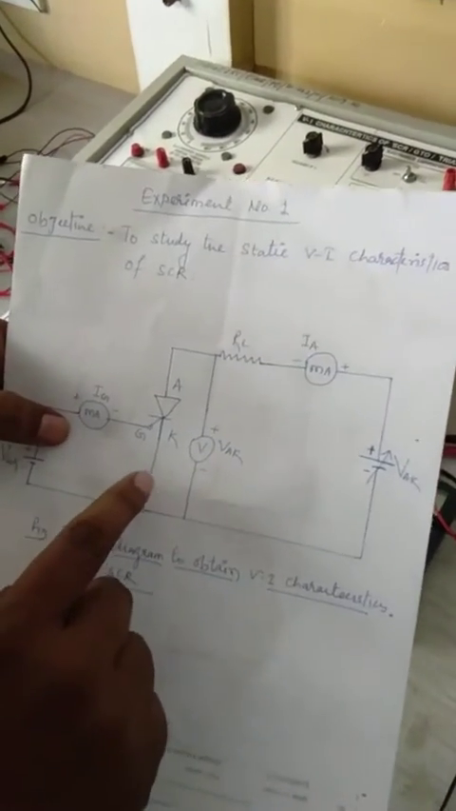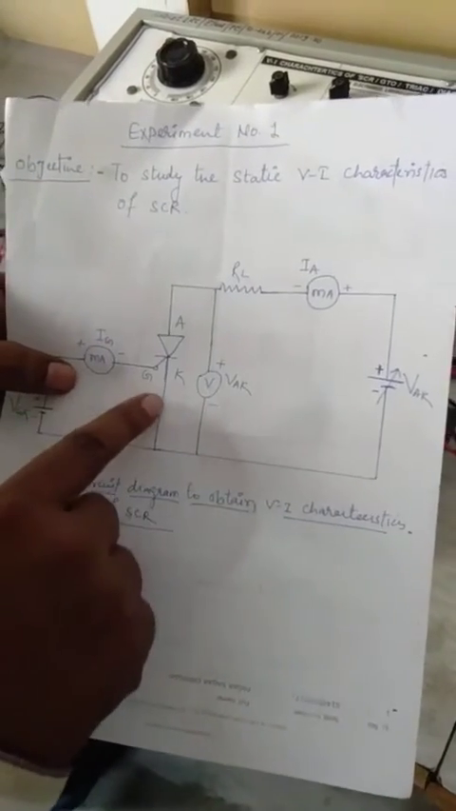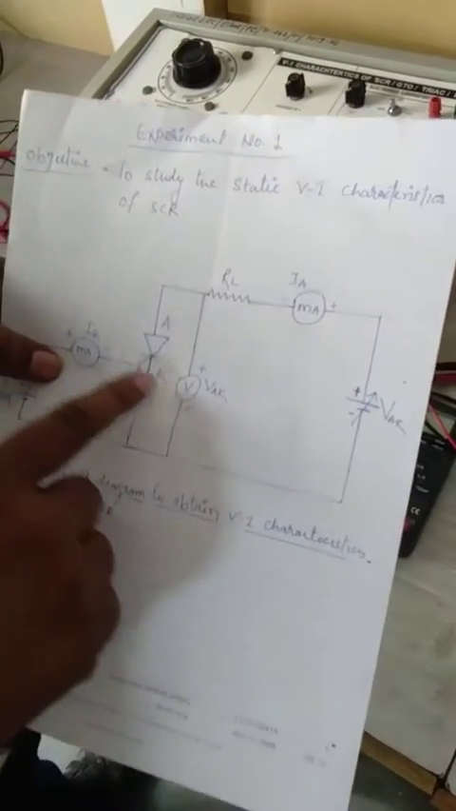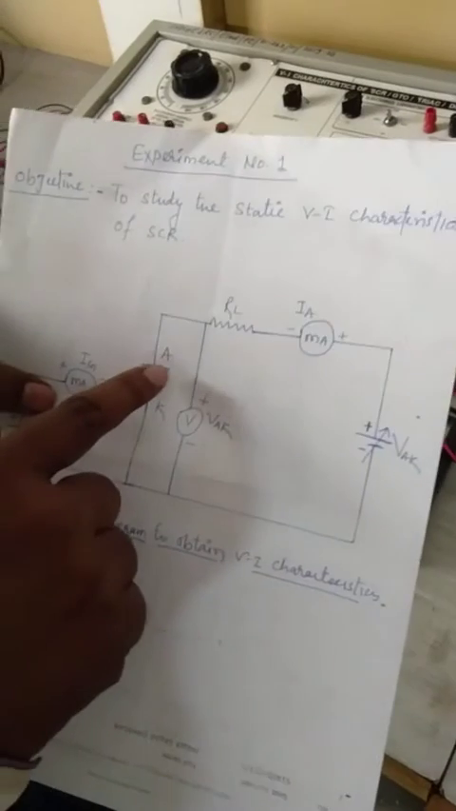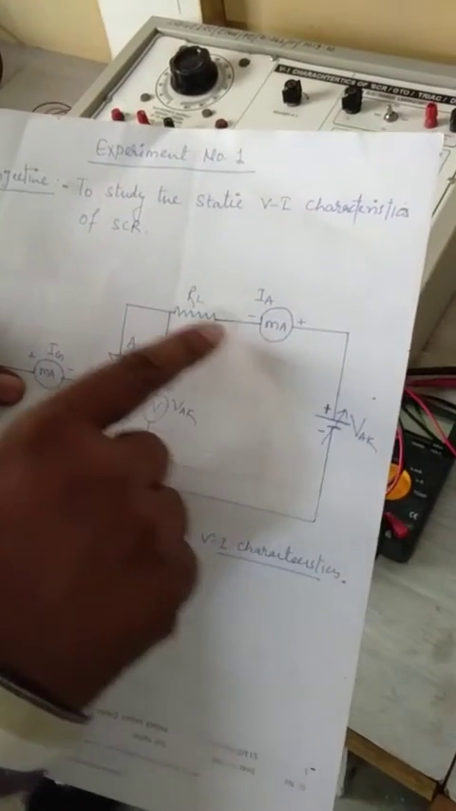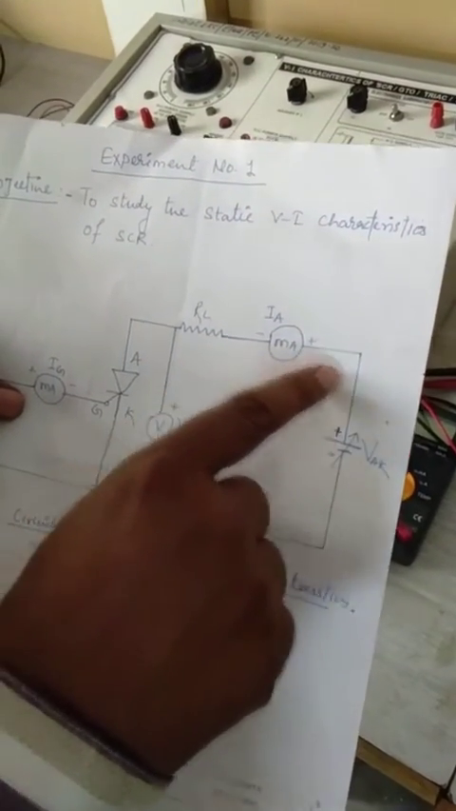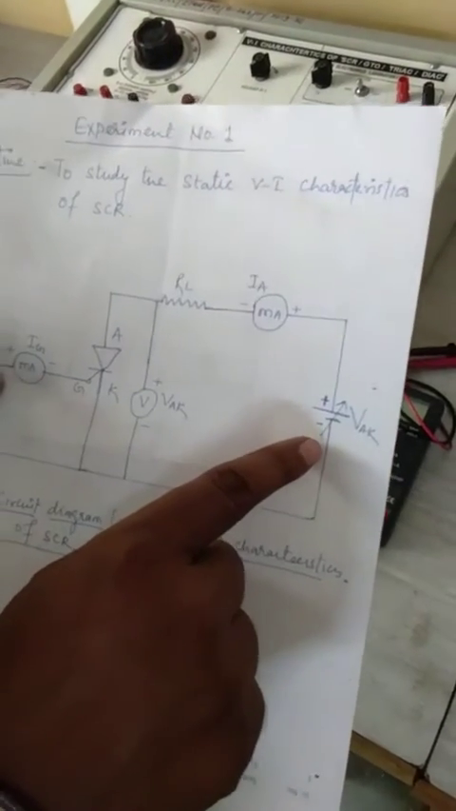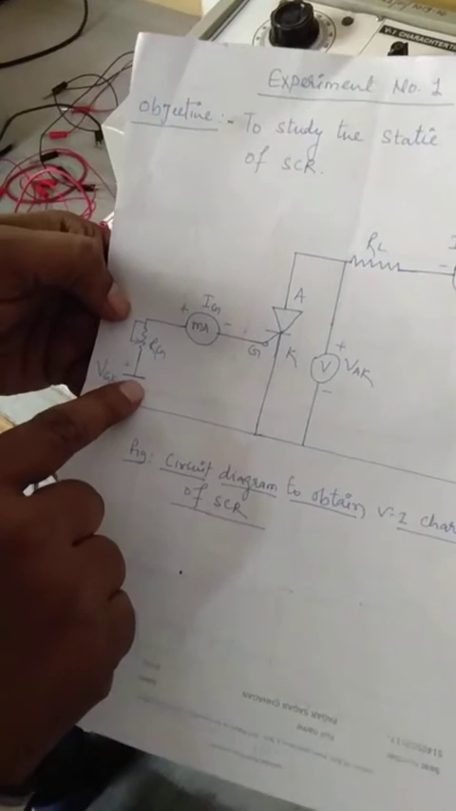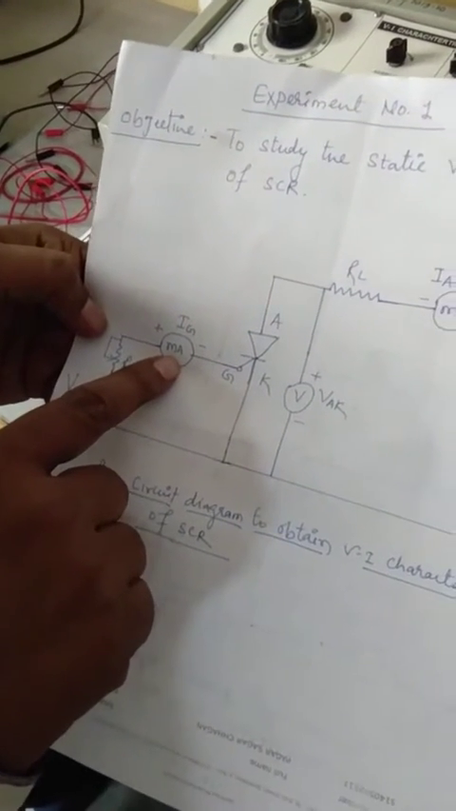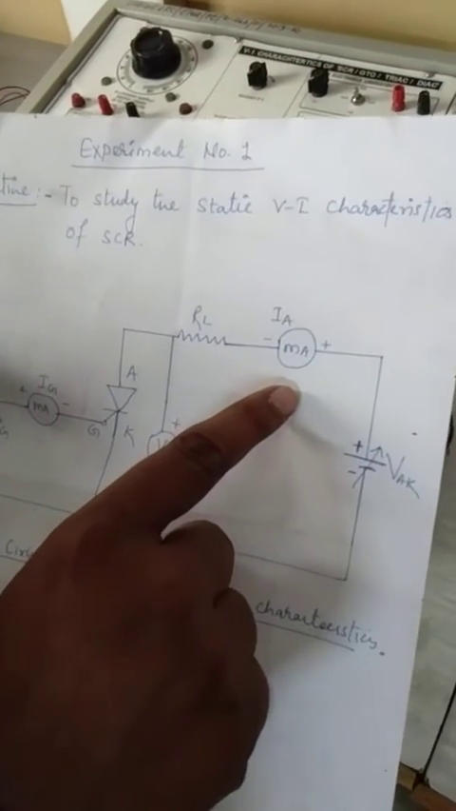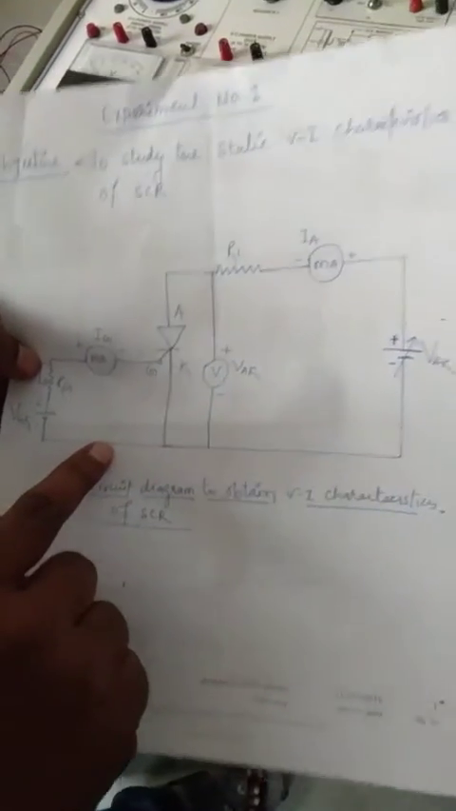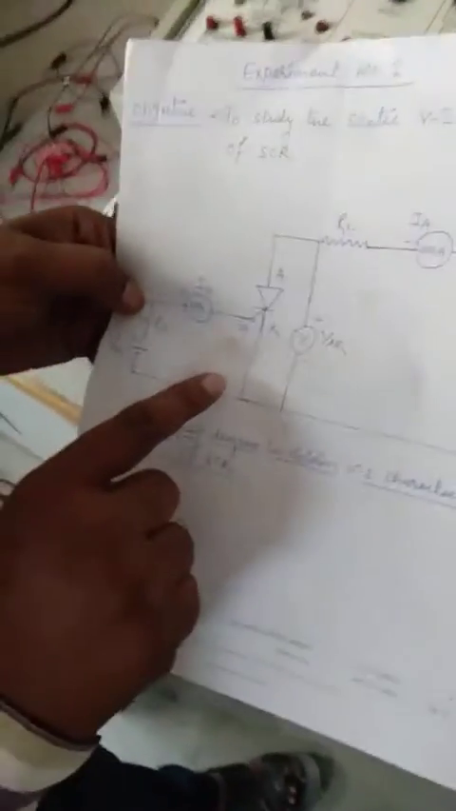In this circuit diagram you can see here, this is the SCR and there are 3 terminals: anode, cathode and gate. The anode terminal of SCR is connected to this load resistance, ammeter, and this is the power supply. Another power supply is connected to the gate terminal of this SCR, and this is the ammeter for measuring the gate current. This is also the ammeter for measuring the anode current. So as it is, we can draw the circuit and make the connection as per this circuit diagram.